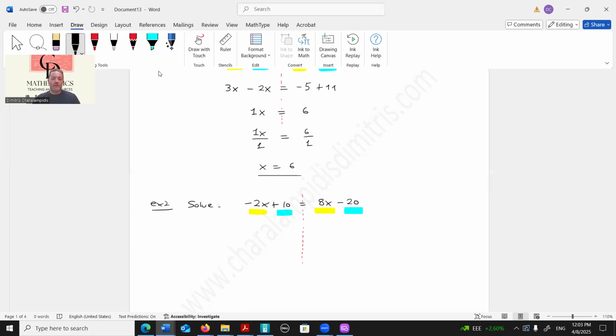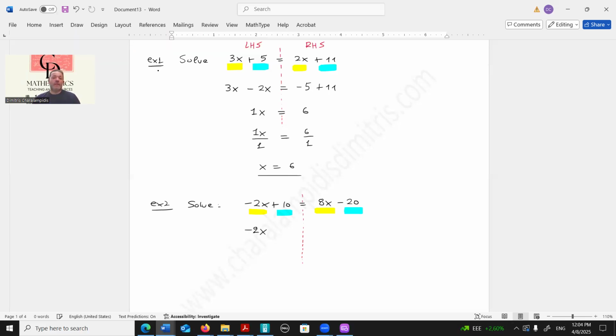I can easily do that by remembering that every time one term moves from one side to a different side, its sign should change. So minus 2x was already at the left. It remains at the left. Nothing changes. But regarding 8x, it was originally placed at the right. Now it will turn to the left, which means that its sign should change. Equals, the same goes for 10. It was at the left. It will now be found at the right. So it's going to be negative 10 minus 20.